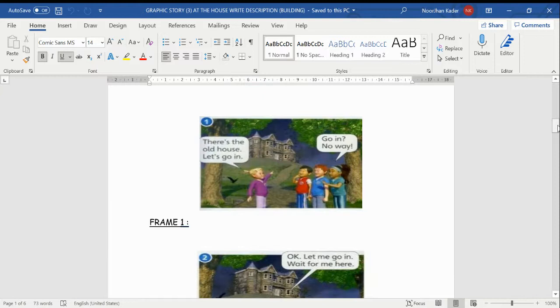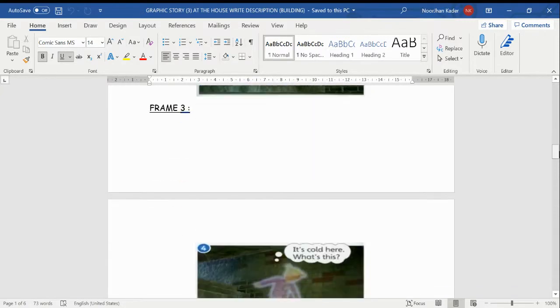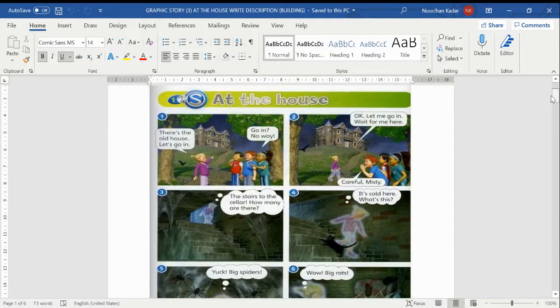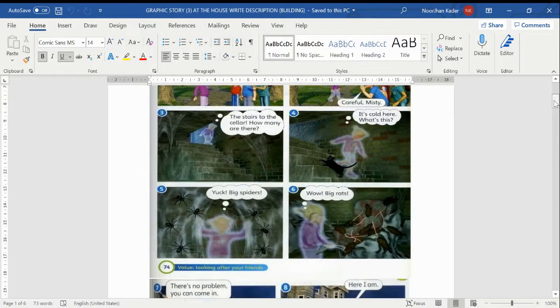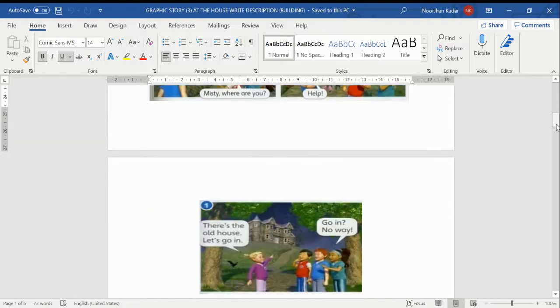Okay, let's go to each frame and check. So what are we going to check in each frame? First thing, because from this graphic story, we are going to write a description. Okay, this one you don't have to think first, building or not. But later on I will tell you what we are going to describe and why we are going to describe that. So we have understood the story. So let's go one by one.